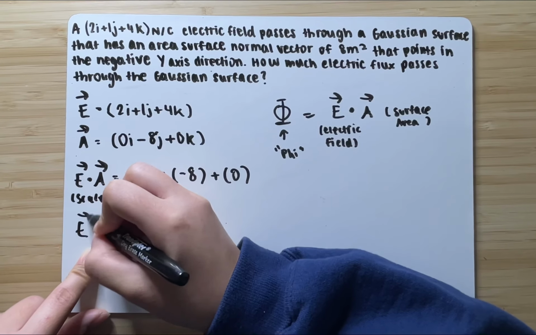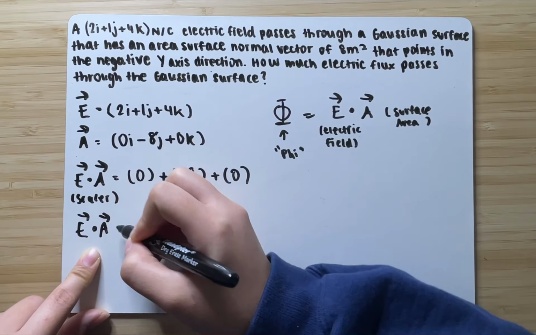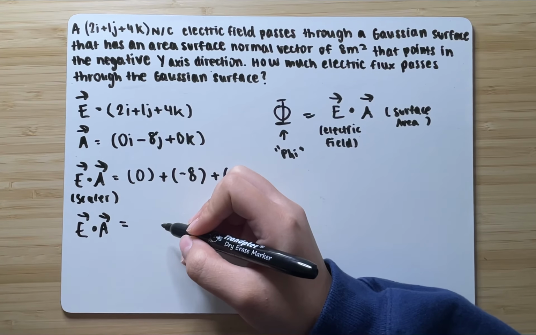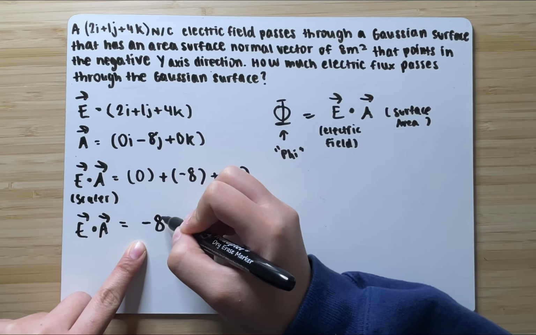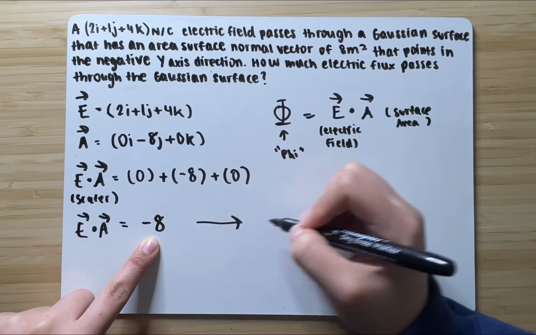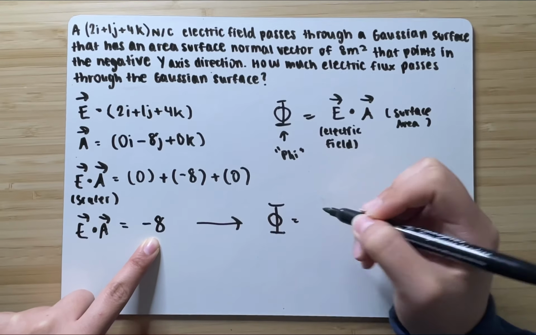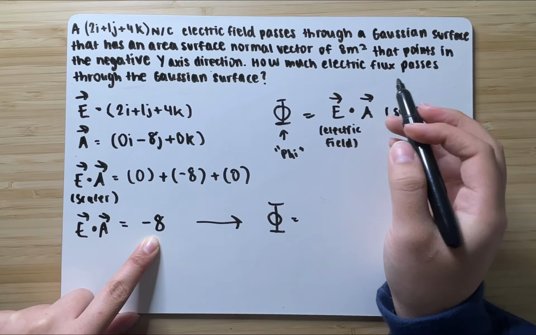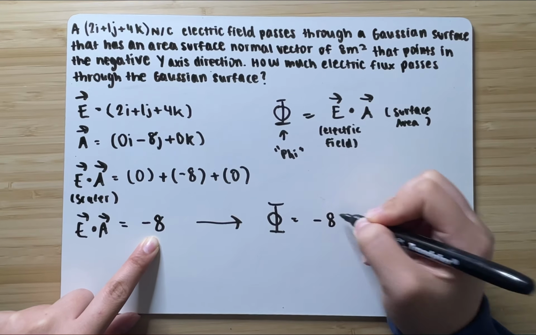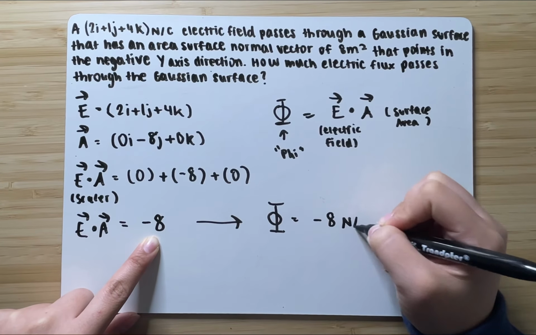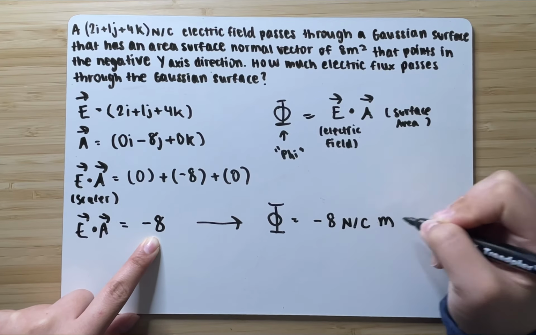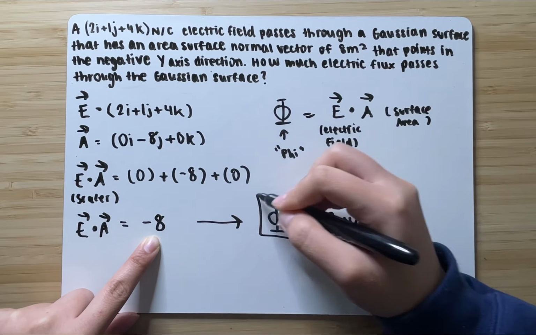So the dot product between E and A, the electric field and the surface area, is going to be equal to negative 8, which means that phi, or the electric flux that passes through the Gaussian surface, is going to be negative 8 newtons per coulomb meters squared. And there you have it.